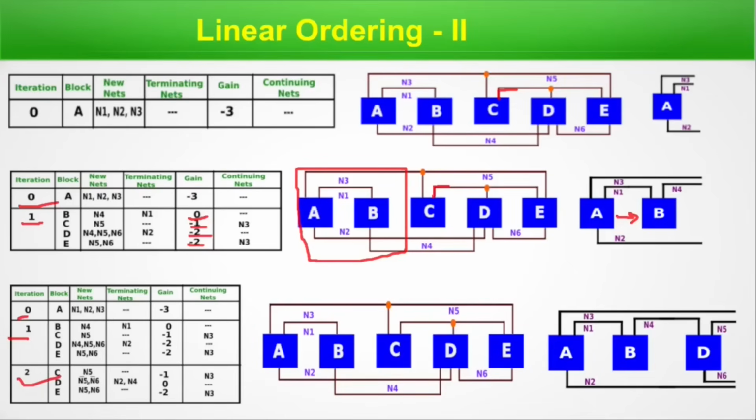C, D, E. Similarly, new nets N5 and no terminating net. So gain is -1 in case of C. In case of D, new nets N5 and N6, and terminating nets are N2 and N4. So gain is 0 for D. And in case of E, gain comes -2. So in between 3, maximum value is 0. So highest gain is with D. So we will place block D after that. So there are 3 blocks we have placed, and accordingly, nets are connected. Now we will move to next slide to place 2 more blocks, C and E.